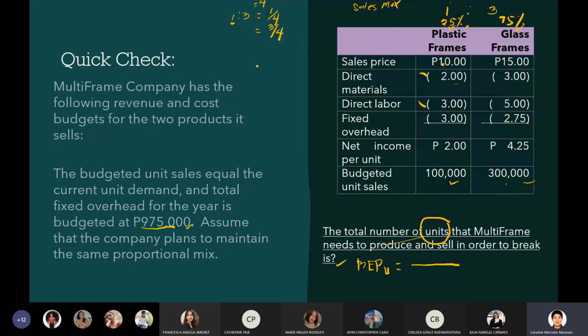So, we have here, ilagay ko na lang dito plastic at saka glass. Sales natin is 10. Dito ay 15. Variable cost natin dito ay 5. Variable cost natin sa kabila ay 8. Yan. So, contribution margin natin per unit ay 5. Dito ay 7. Anong sunod na step?